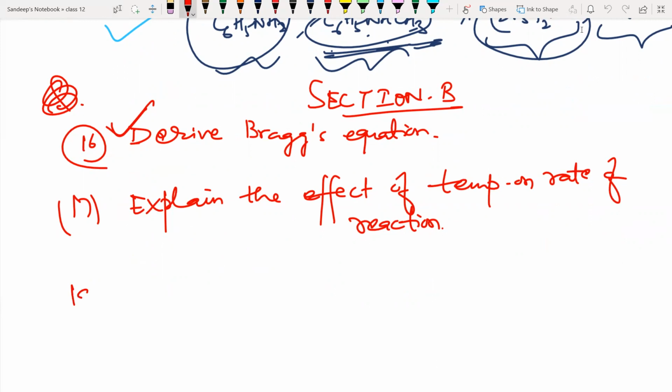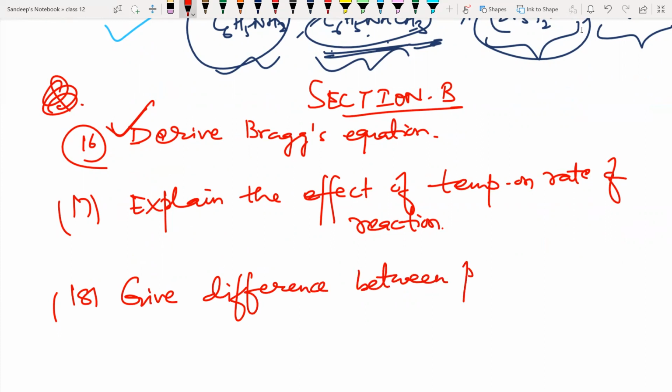Next, question number 18 is give differences between physisorption and chemisorption. A very, very important question from surface chemistry.